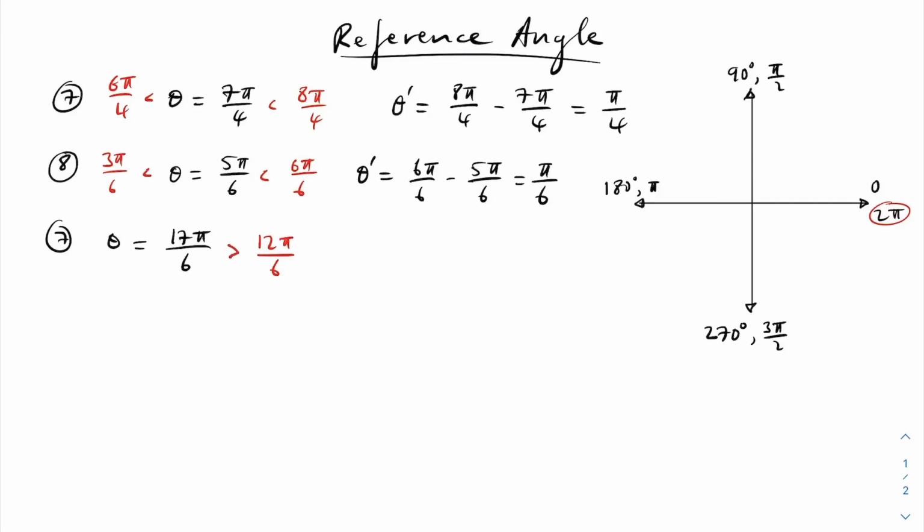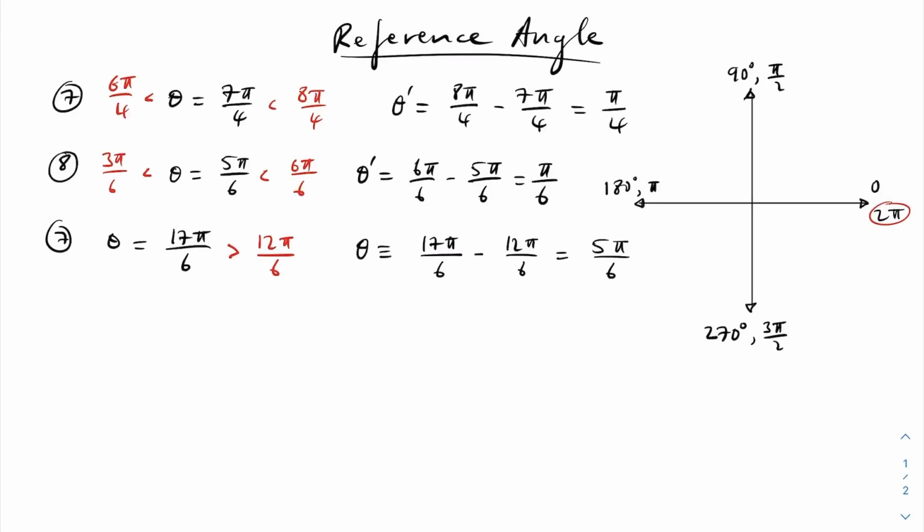And so for that reason, we have to find a coterminal angle to this particular angle that falls in between 0 and 2 pi. And so our job here is to go ahead and subtract 2 pi from this 17 pi over 6. So we're going to have this angle equivalent to 17 pi over 6 minus 12 pi over 6. And that should give us 5 pi over 6.